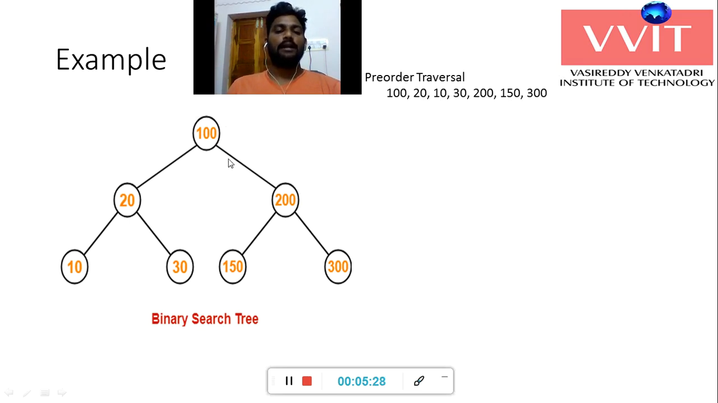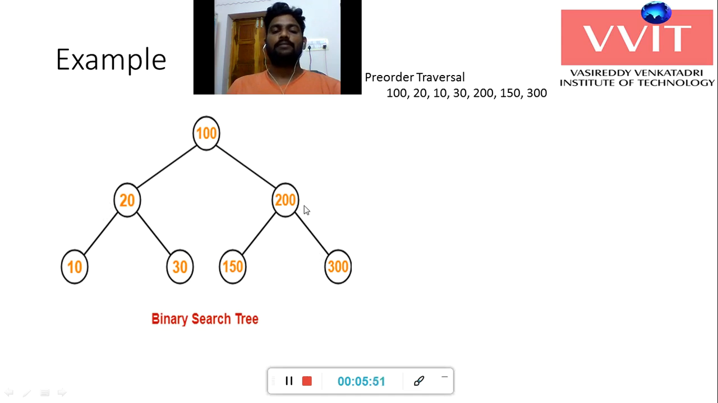In that, 100 is the root node. The root node 100 is visited, then move to the left subtree of the root. In the left subtree, 20 acts as the root node. That means 20 is visited, then the left value is 10 and the right value is 30. That means 20, 10, 30. Next, the root is completed and the left subtree is completed, then move to the right subtree of the root node.